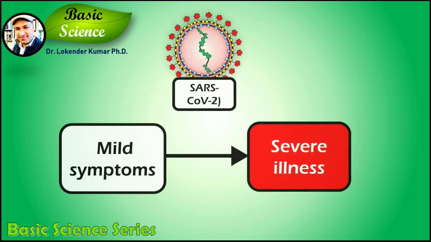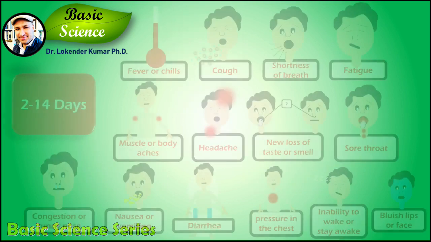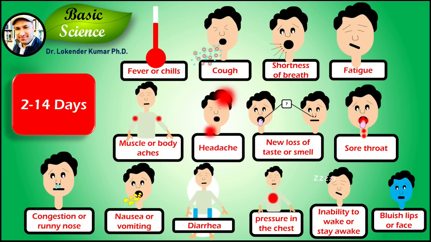Coronavirus disease 2019 or COVID-19 is an infectious disease caused by severe acute respiratory syndrome coronavirus 2, that is SARS-CoV-2. COVID-19 affects different people in different ways. Infected people have had a wide range of symptoms reported from mild symptoms to severe illness. Symptoms may appear 2 to 14 days after exposure to the virus.